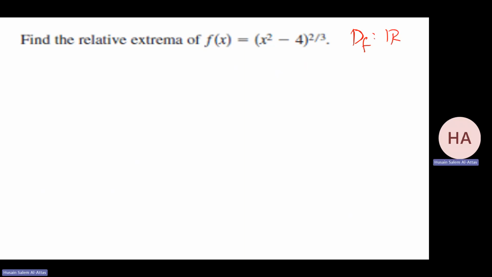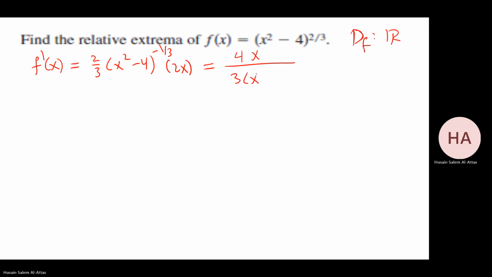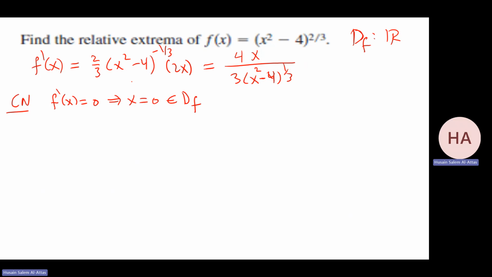Real numbers. So we need to check critical numbers. F prime is what? 2 over 3 times x squared minus 4 to the power minus 1 over 3 times 2x. In other words, it's 4x over 3 times x squared minus 4 to the power 1 over 3. Okay. Need to be careful here. To find the critical numbers, I need to do two things. F prime equal to 0, so that implies x equals 0, which belongs to the domain of f. So it's a critical number.